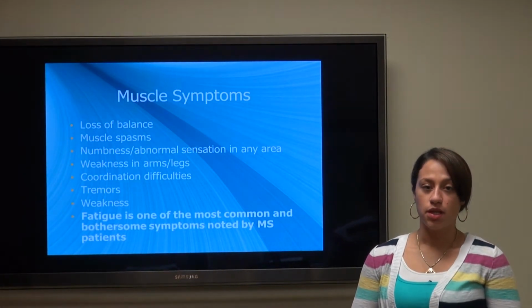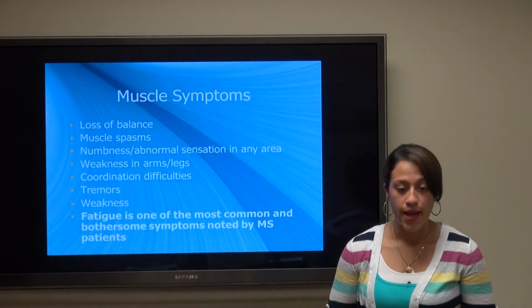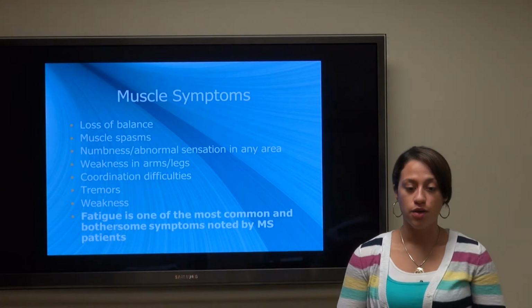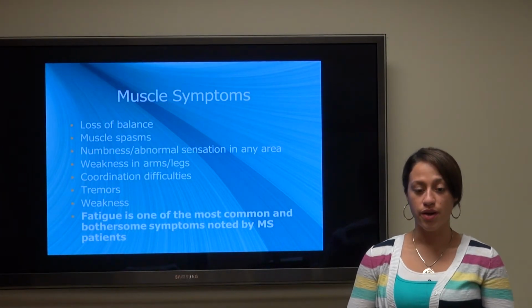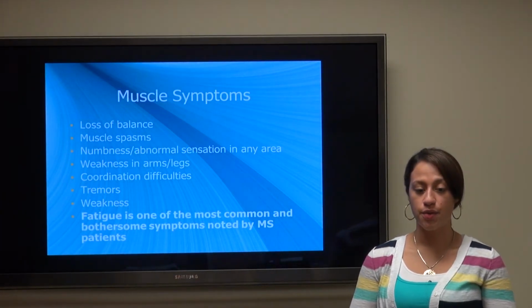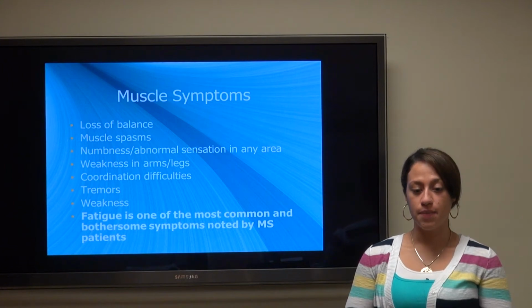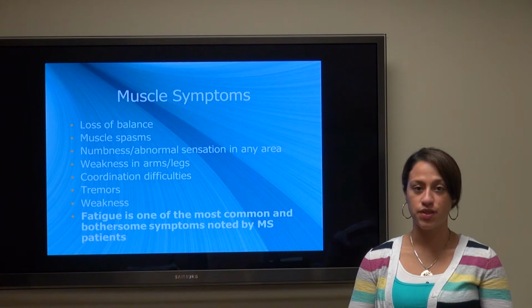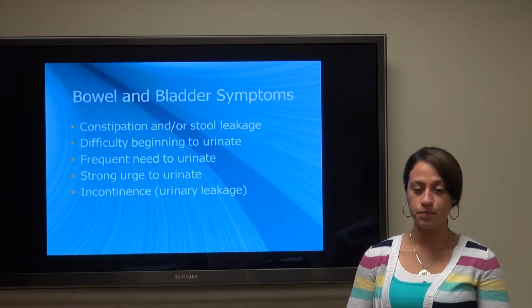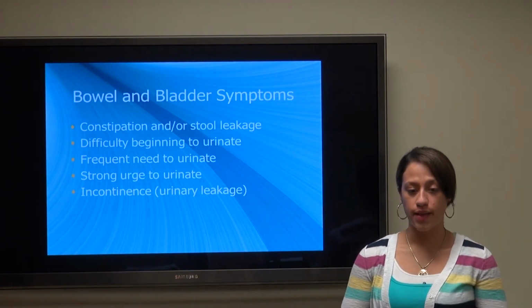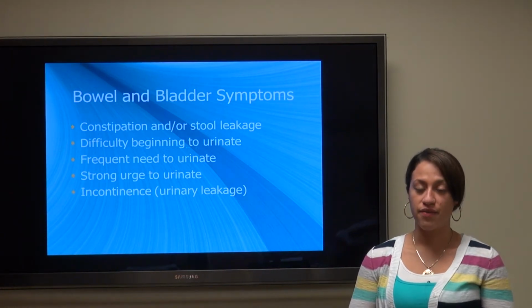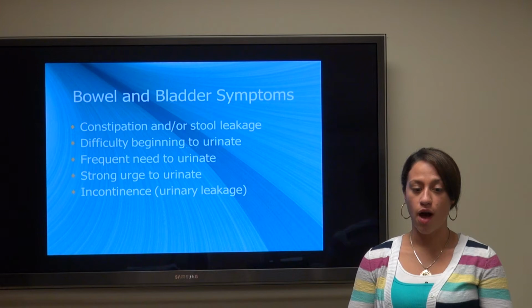So some symptoms include loss of balance, muscle spasm, numbness, abnormal sensations in any area of the body. You can have weakness in arms or legs, coordination difficulties, tremors, and weakness. And fatigue is typically one of the most common and most bothersome symptoms reported by patients that are diagnosed with MS. So there are also other symptoms. Sometimes people can have a hard time initiating urination. They feel like they have to go very frequently, or often incontinence.